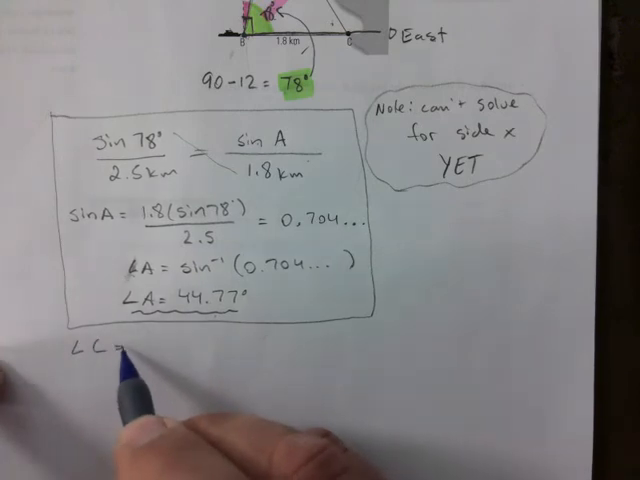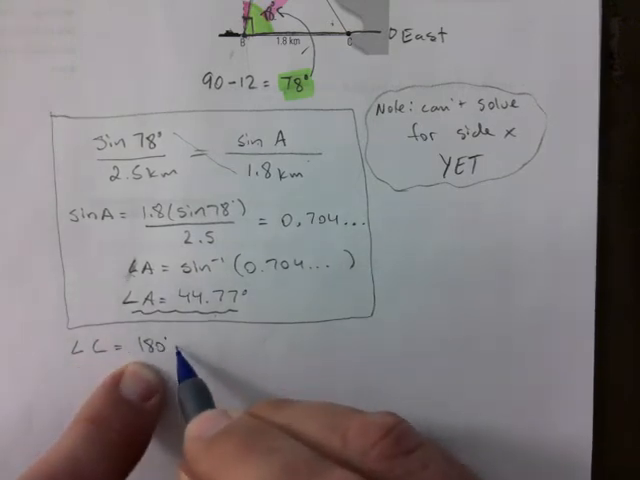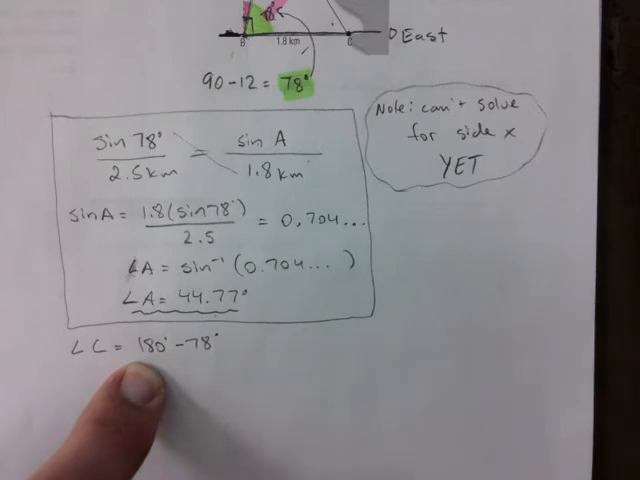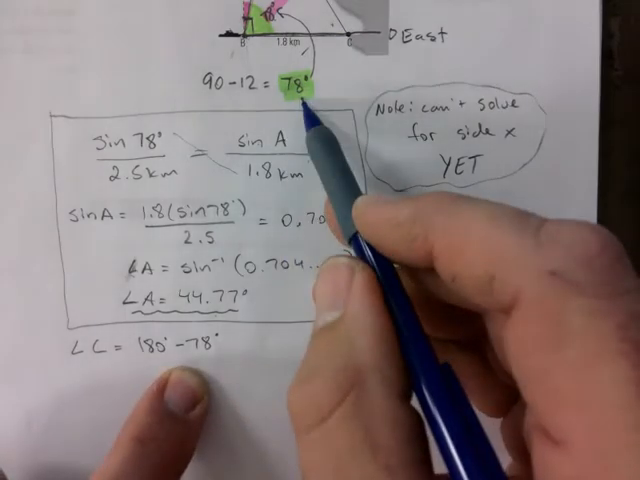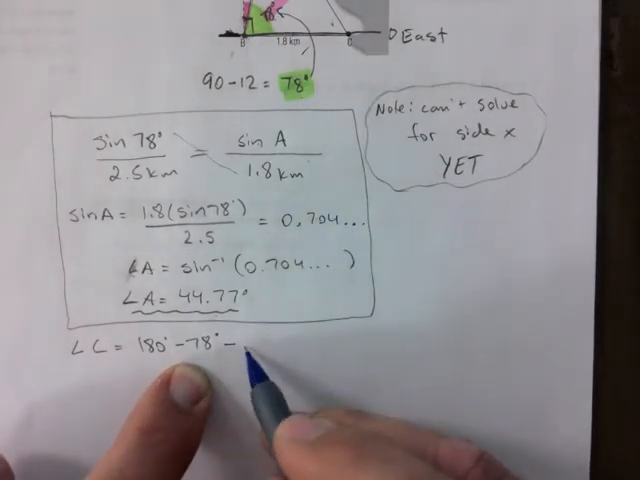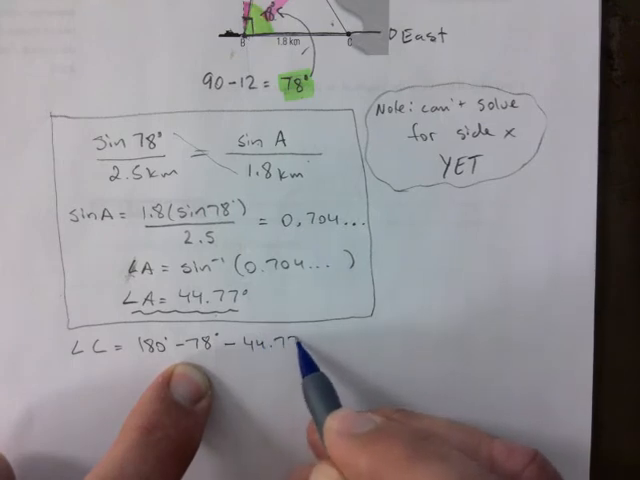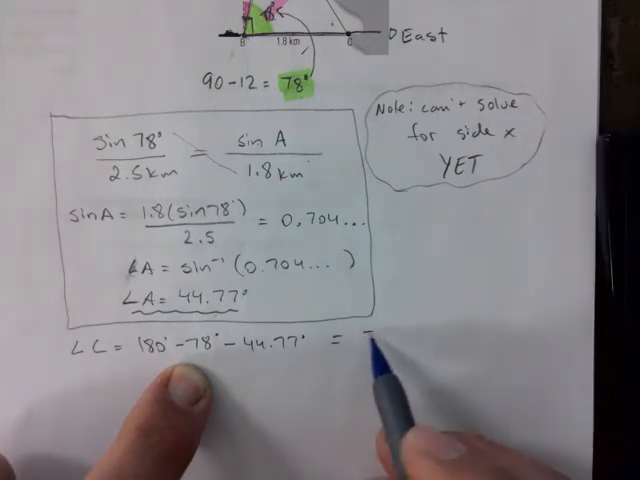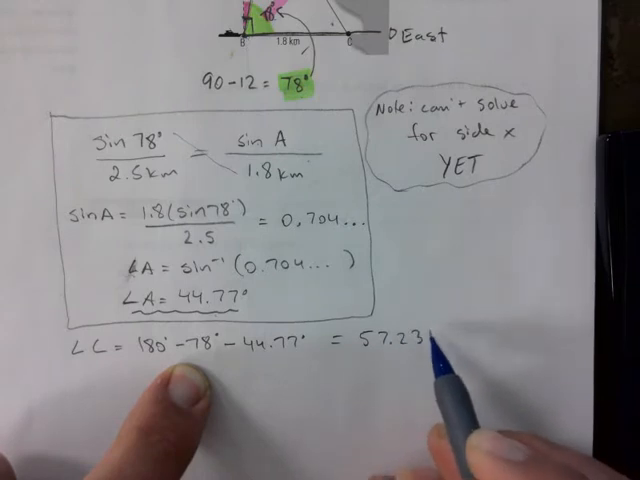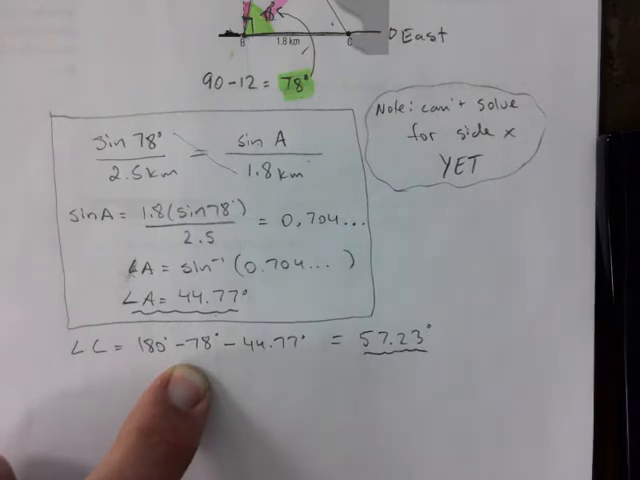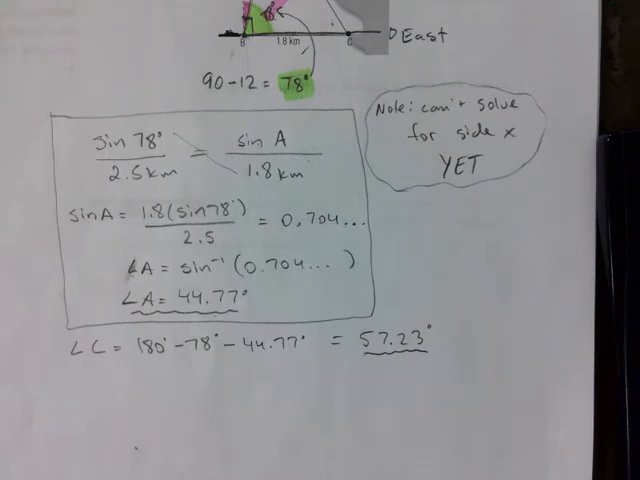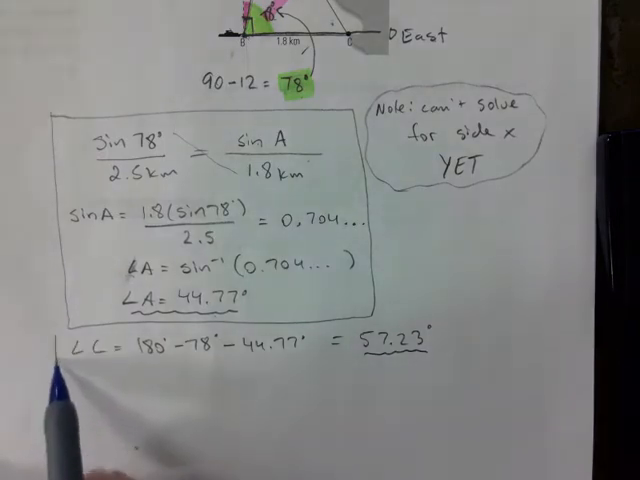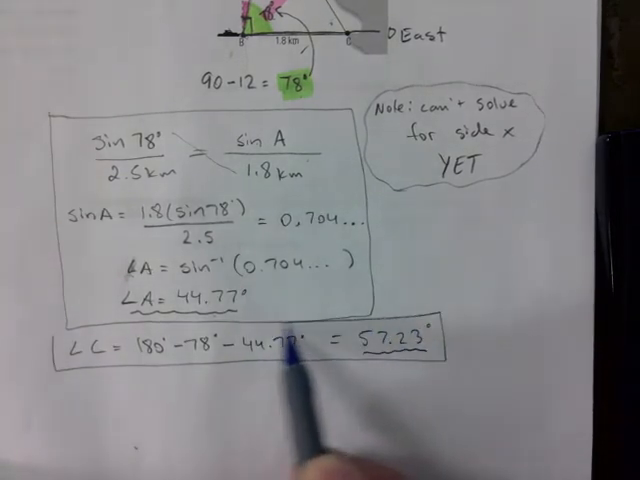Angle C is 180 minus 78, which is that green angle I found, minus the one I just determined. So 180 minus 78 minus 44.77, 57.23. It's not the final answer, but it's definitely an important step. I will box that in too, because that happened next, right?